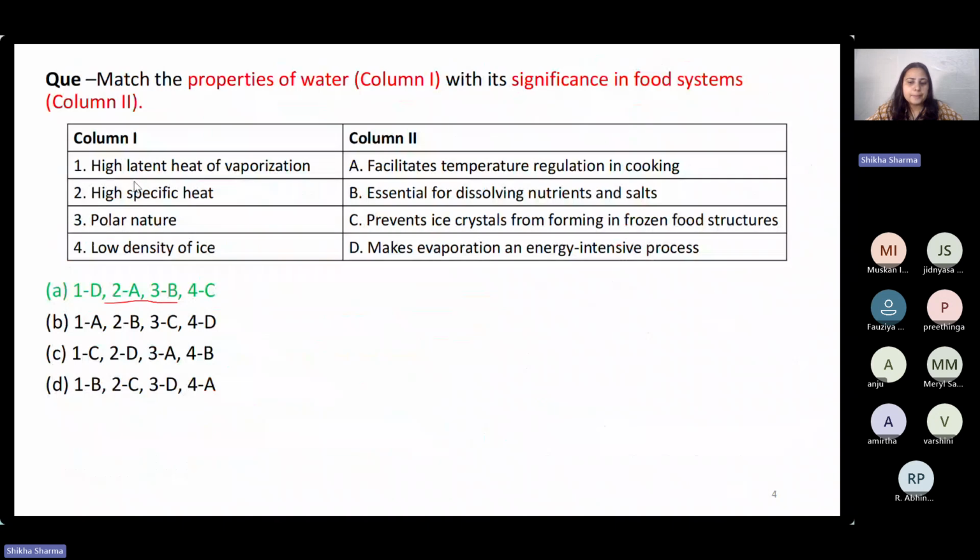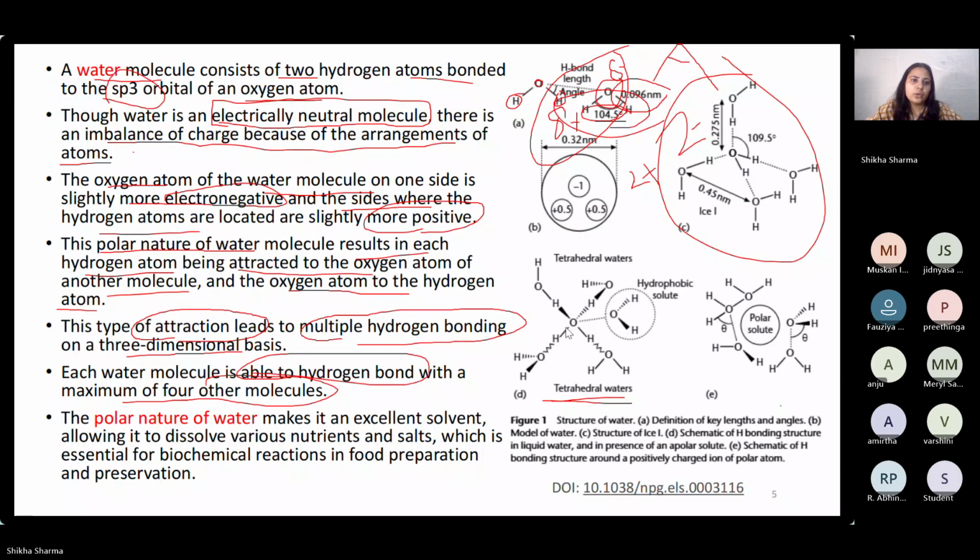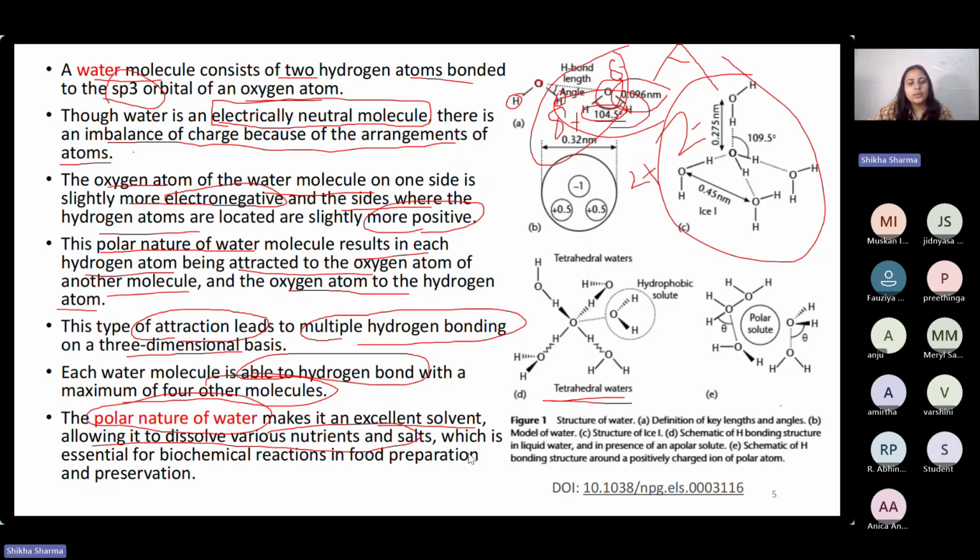So here, if we see, the polar nature is there for the water. This polar nature of water makes it an excellent solvent, which allows it to dissolve various nutrients. It acts as a universal solvent. Also, we say it is a universal solvent. So it dissolves various nutrients and salts, which is essential for biochemical reactions in food preparation and preservation.